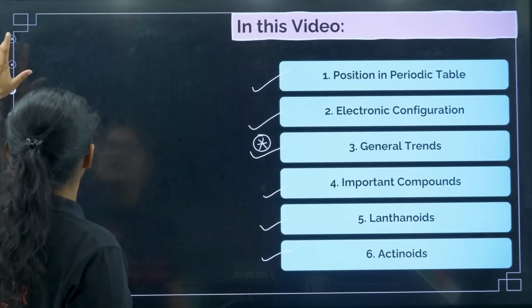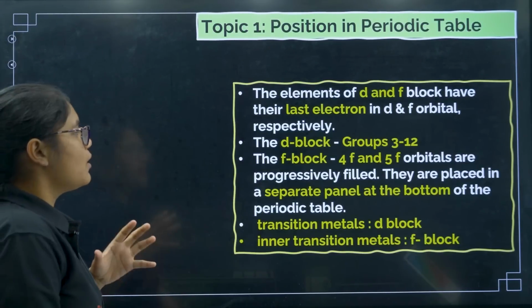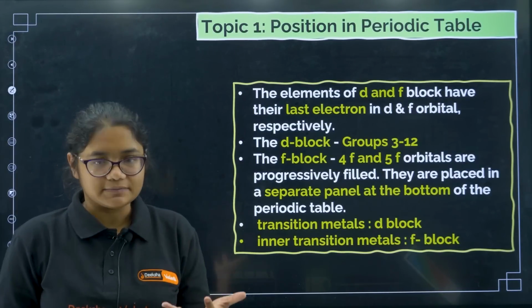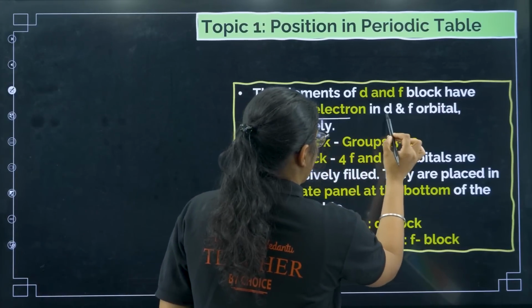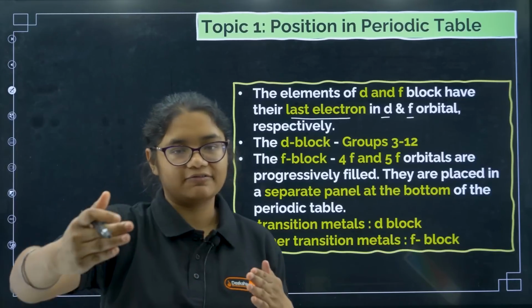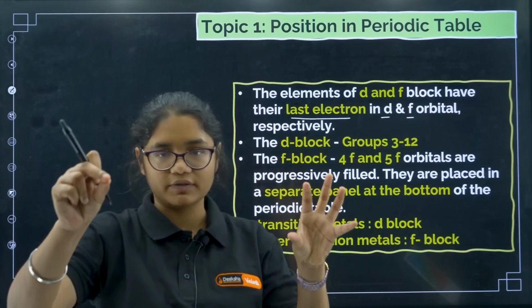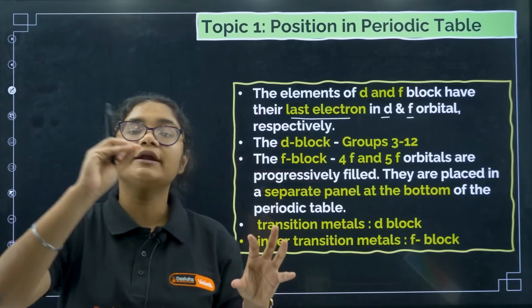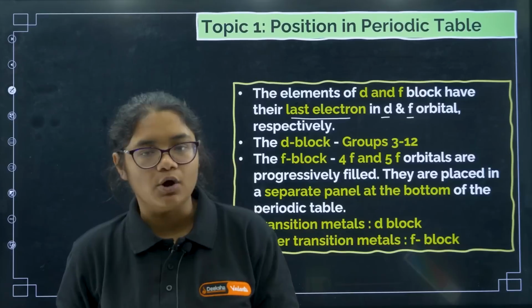Now let us start with the first topic, that is, position in the periodic table. What exactly do the D block elements mean? D block elements means the last electron will enter the D orbital, and for F block the F orbital. You know the S, P, D, F orbitals are there. So if the last electron of an atom enters the D orbital or the F orbital, then we call it D or F block respectively.